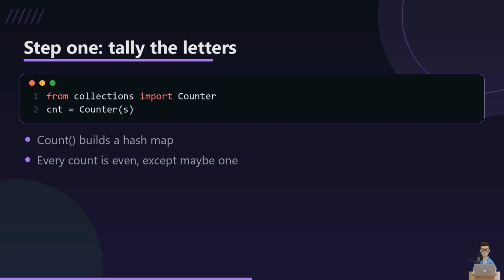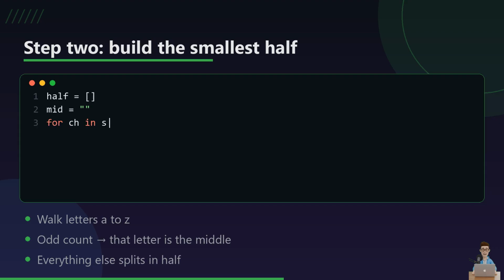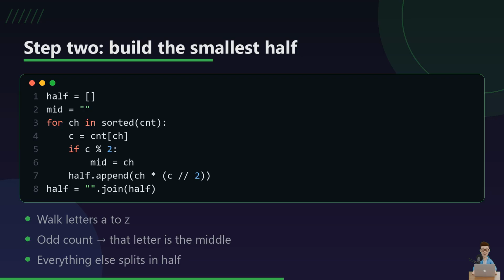This tells us instantly how many A's, B's, and so on we have. Since the input is already a palindrome, every count is even except maybe 1, which becomes our middle letter. We sort the letters in alphabetical order because the smallest half means smallest letters first. Whichever letter has an odd count becomes the middle. I used to forget to pull that one out separately, and it broke my palindrome check. Every other letter just gets split exactly in half.